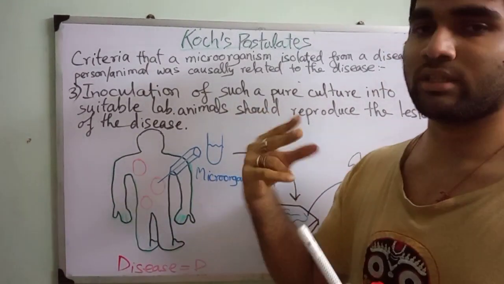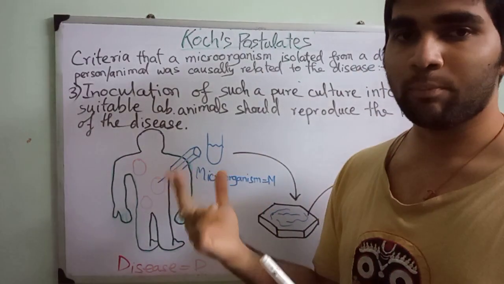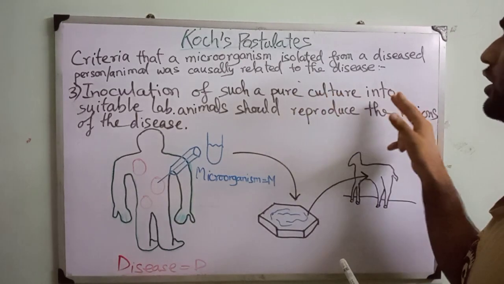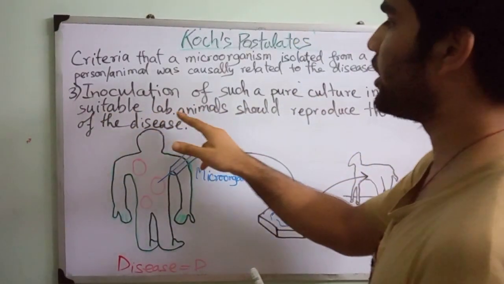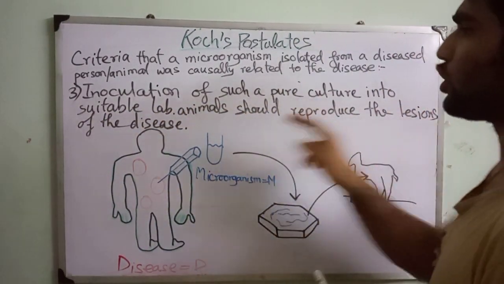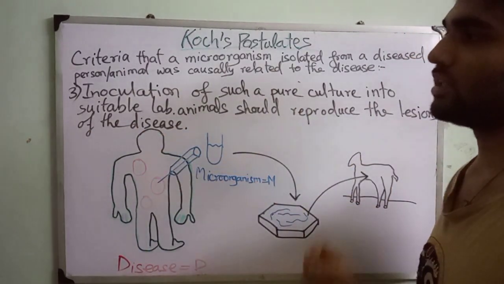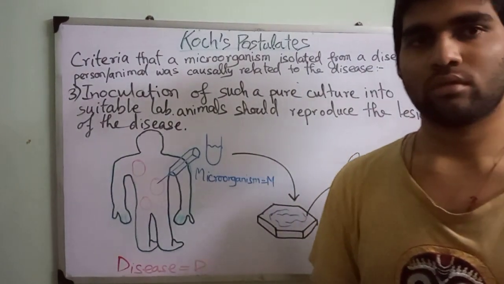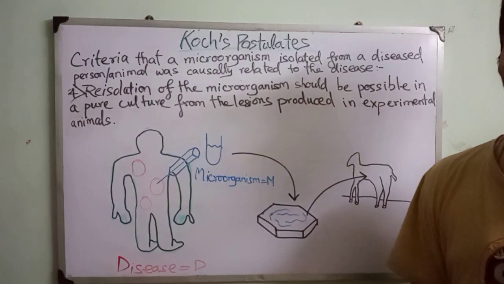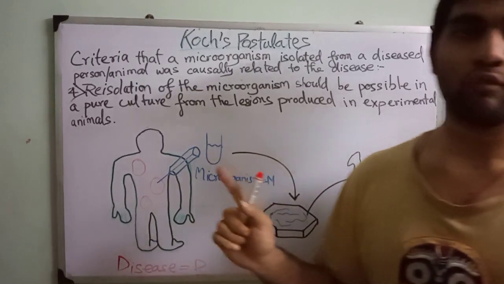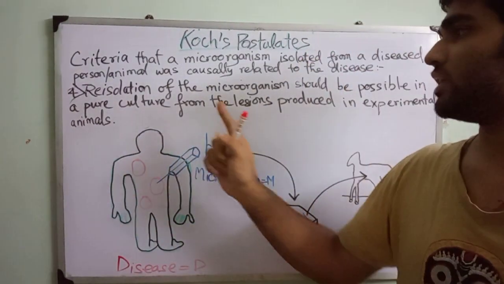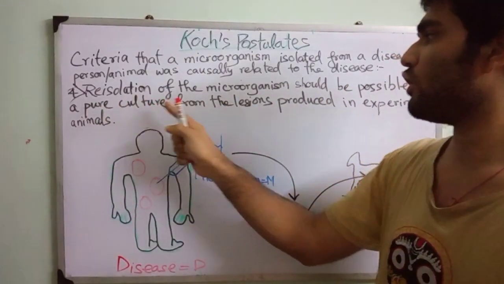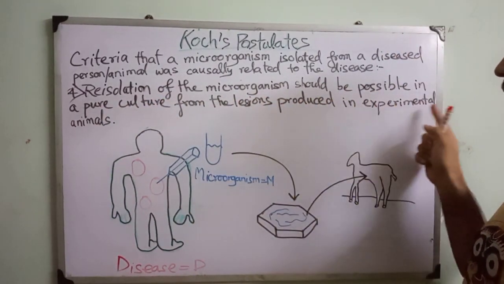So what is the third postulate of Koch? That the inoculation of such a pure culture into suitable laboratory animals should reproduce the lesions of the disease. This was the third postulate of Koch. The fourth postulate of Koch was that the re-isolation of the microorganism should be possible in a pure culture from the lesions produced in experimental animals.